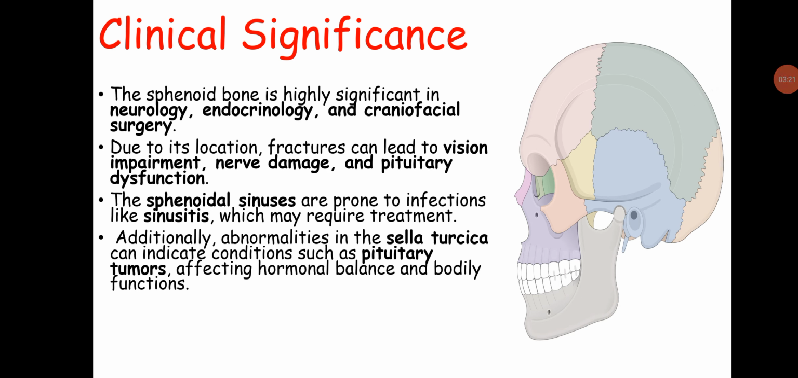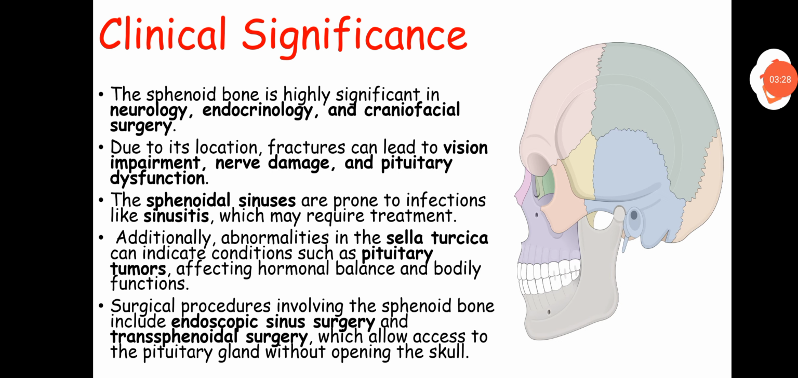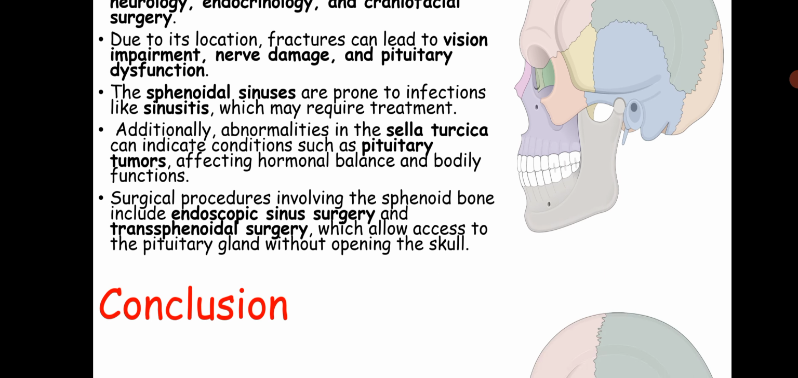Abnormalities in the sella turcica can indicate conditions such as pituitary tumors affecting hormonal balance and bodily functions. Next, surgical procedures involving the sphenoid bone include endoscopic sinus surgery and transsphenoidal surgery, which allows access to the pituitary gland without opening the skull.